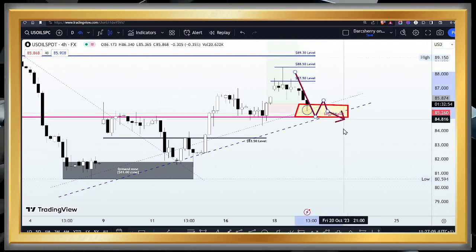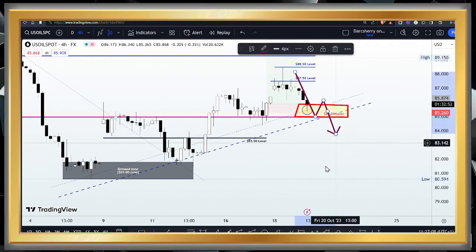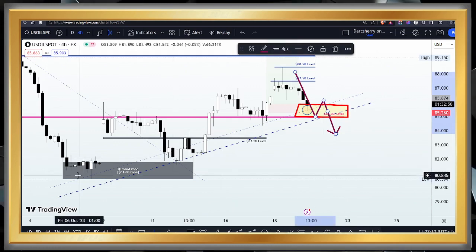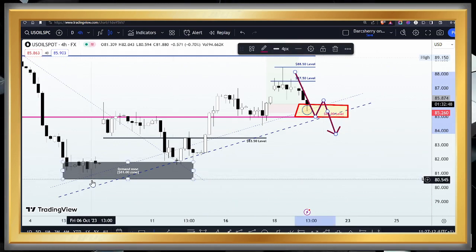However, if price goes on to break down that zone, breaking down that ascending trend line, well, this will be the first time price will be breaking down that trend line in the last couple of weeks to give us a signal that we are likely going bearish.